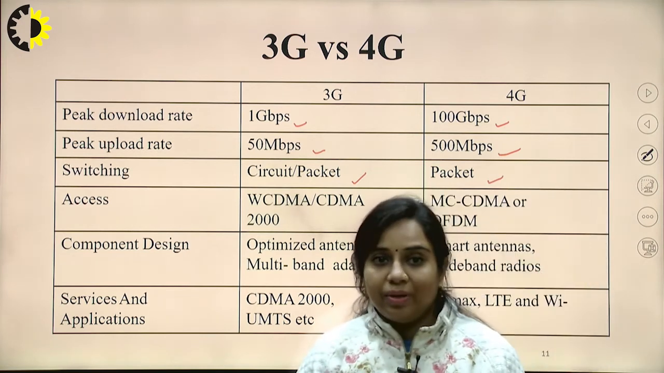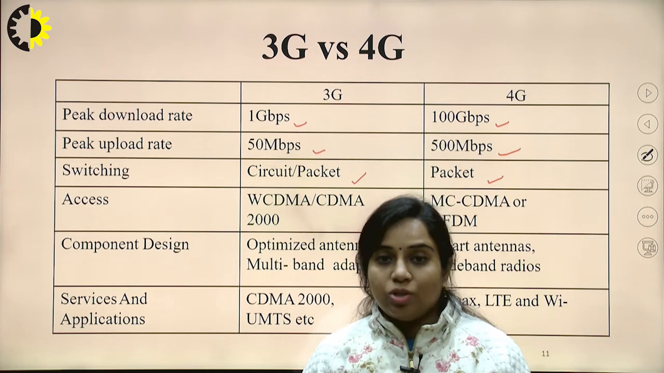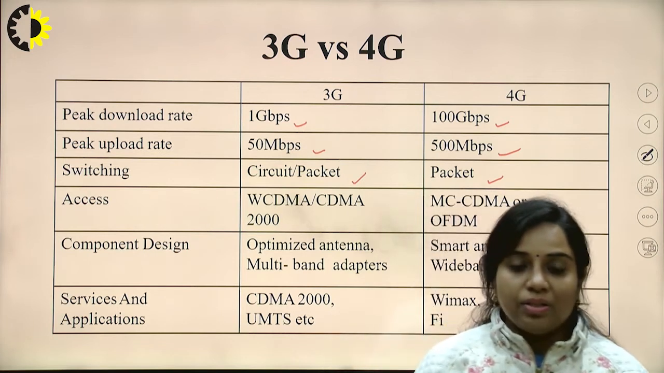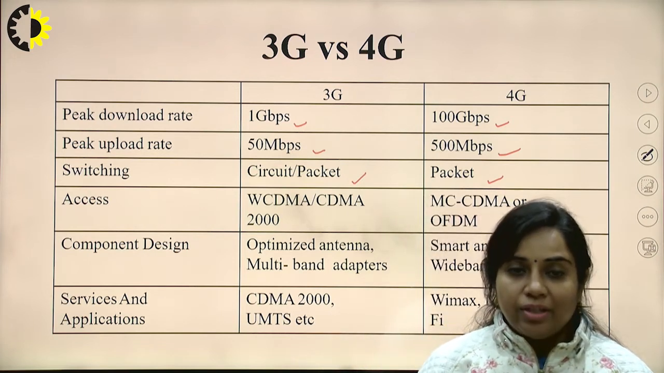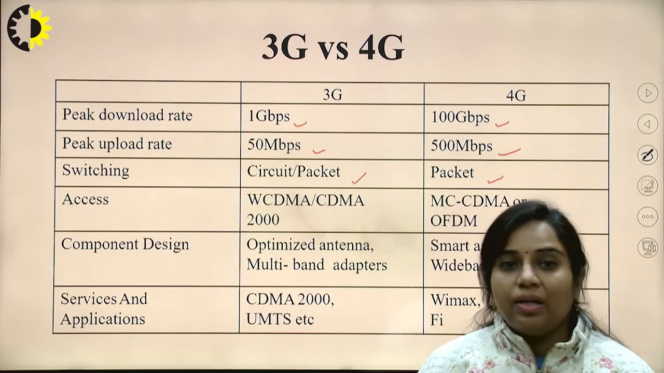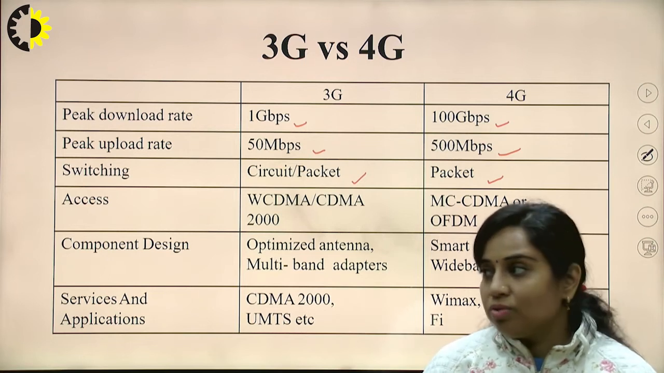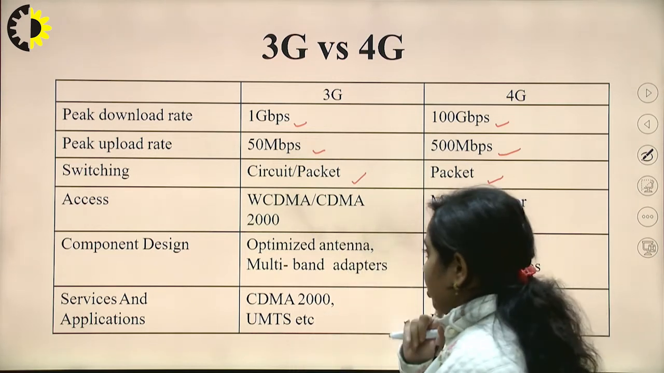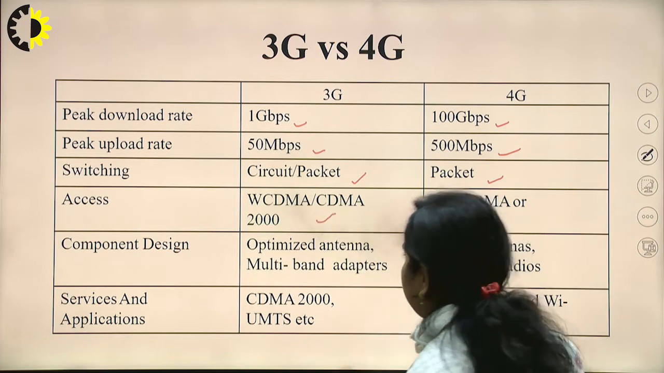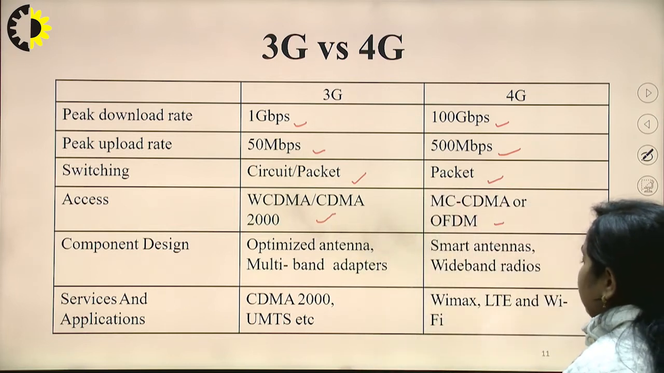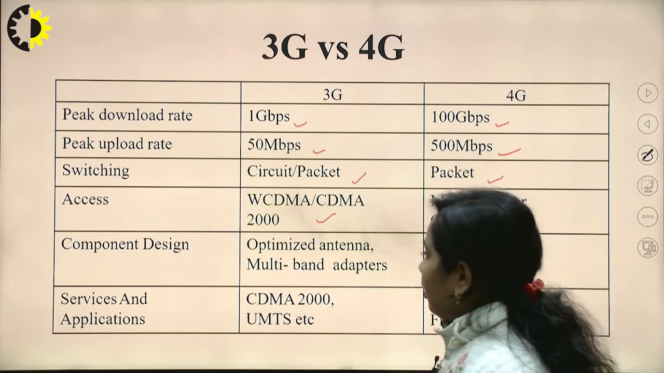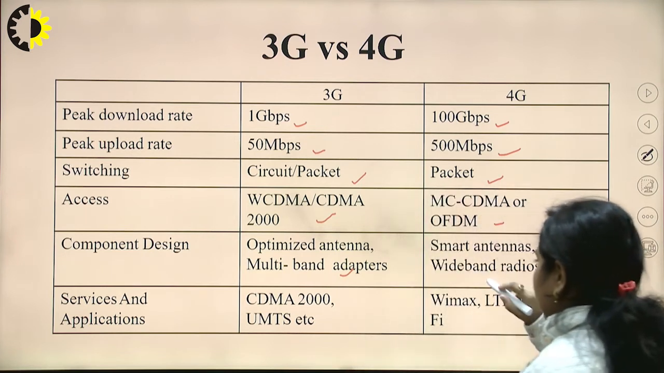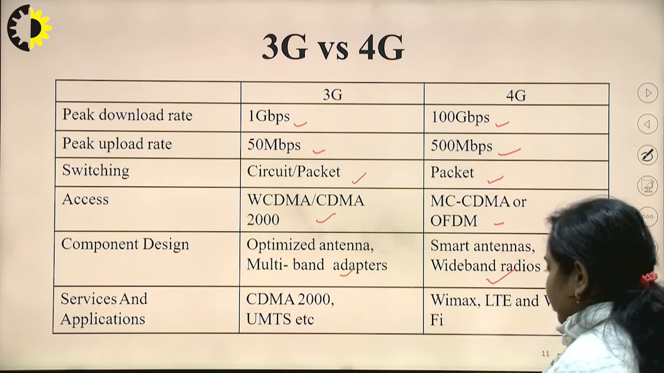Packet form means that whenever the connection has been set up, it is not fixed. Every time you want to transmit data, it will first see whether the channel is free or not. If it is not free, then it will wait for some time. Then, when the channel is free, it will transmit the data in the form of packets. The access technology used in 3rd generation is WCDMA or CDMA 2000, and here it is MC-CDMA or the OFDM technique. Now the component device design is optimized antennas and multi-band adapters, and here there are smart antennas or wideband radios.